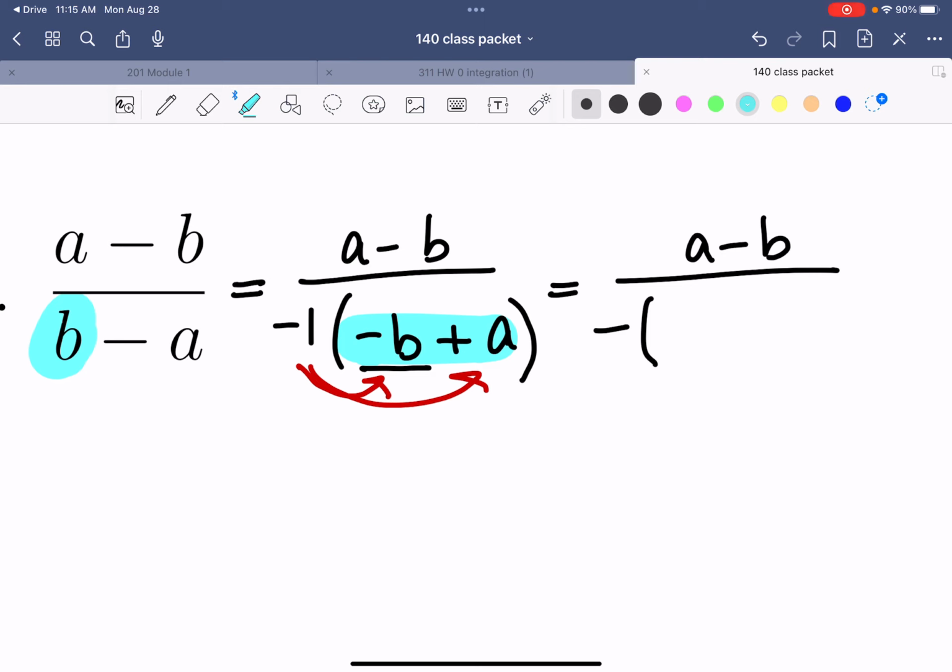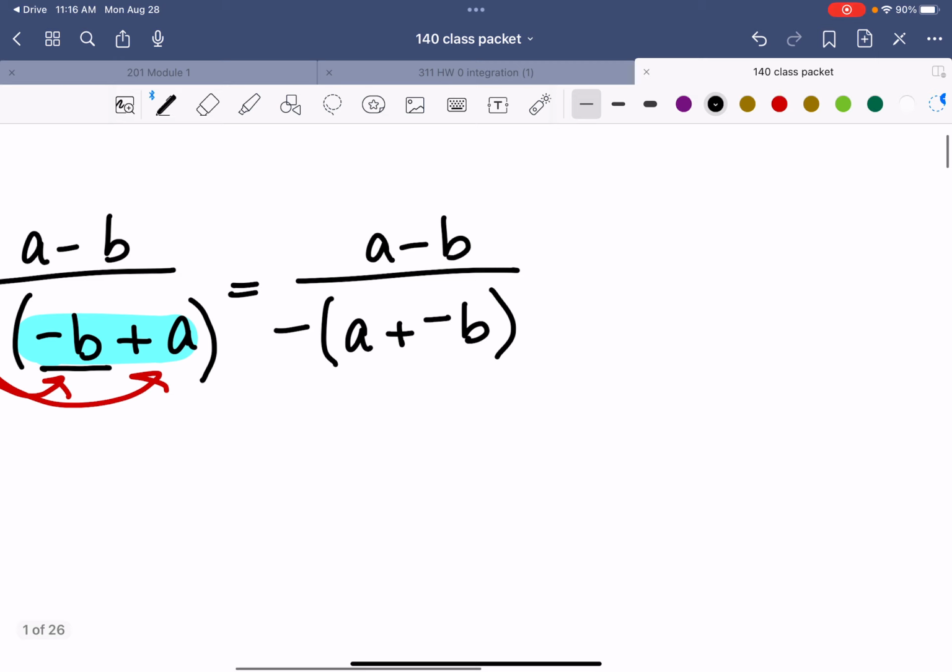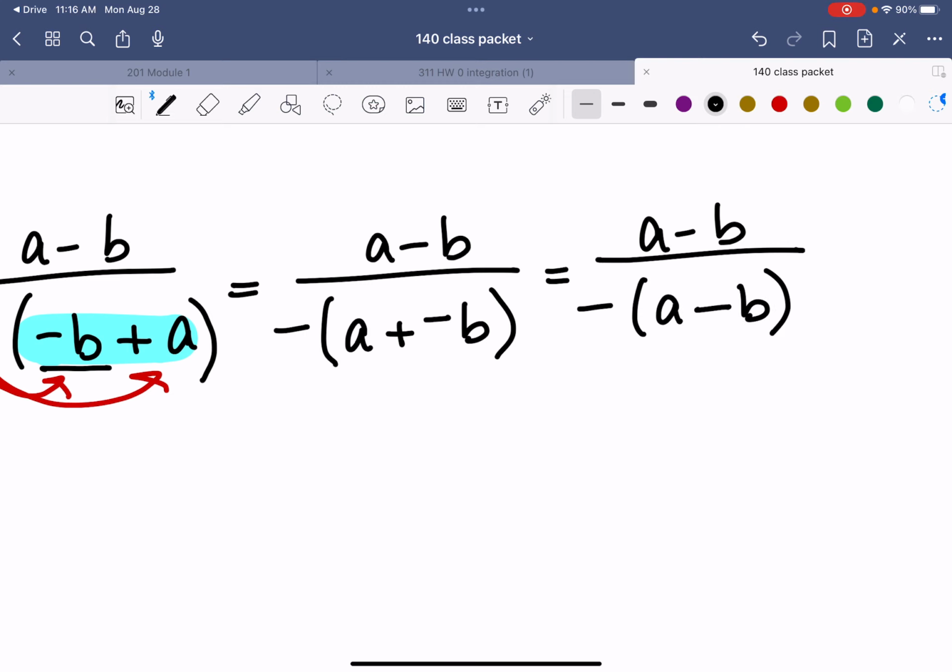And in addition, I'm allowed to switch the order and it doesn't matter. So this is still A plus -B, right? Switch the A and the -B. And then, as I mentioned before, I like to switch back and forth pretty regularly between subtraction and addition of the opposite. So this is the same as A minus B on the bottom in parentheses.